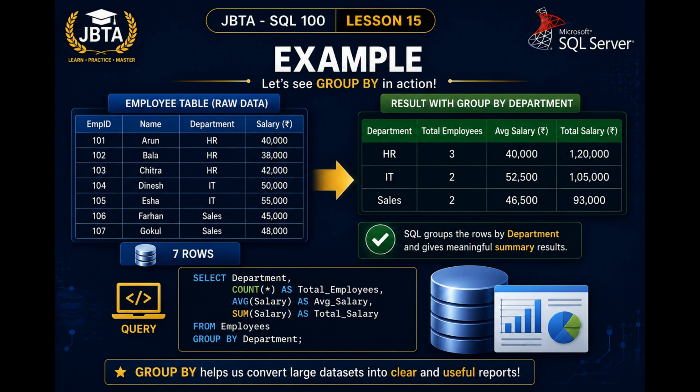This type of summary is very useful for managers, team leaders, and business analysts because they can quickly understand the distribution of employees across different departments. This is the real power of Group By. It transforms detailed data into meaningful information that helps businesses make better decisions.